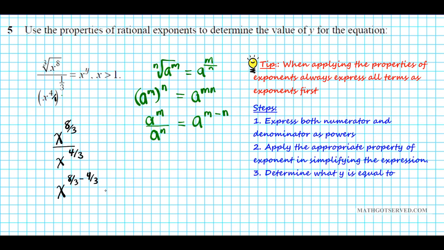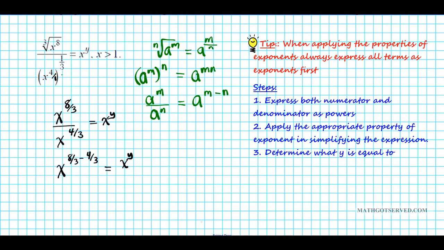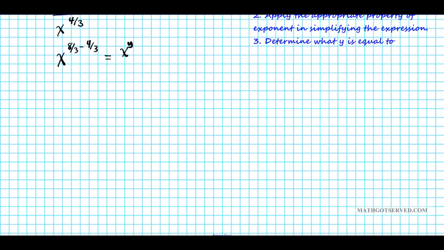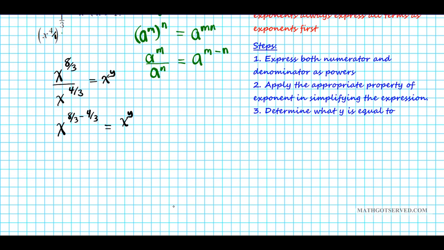Okay? And let's not forget the right side of the equation equals x to the y. Okay? All right, let's simplify it and see what y is equivalent to. So if you subtract this, this is nice because the denominators are the same. x to the 4/3 equals x to the y. What does this tell us? The powers have to be equal. Since the bases are equal, 4/3 equals y. So that is the value of y.